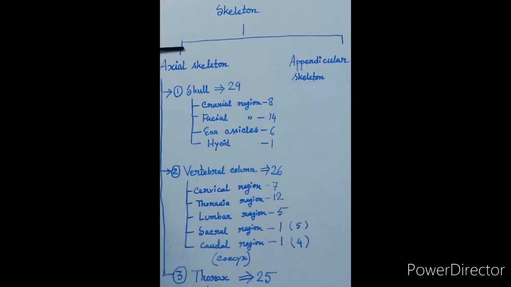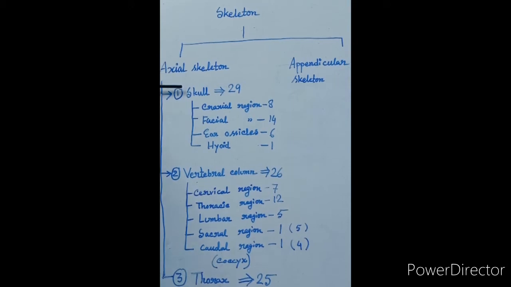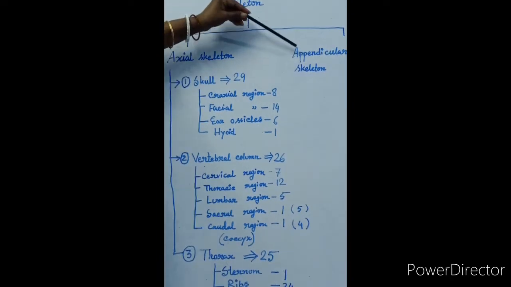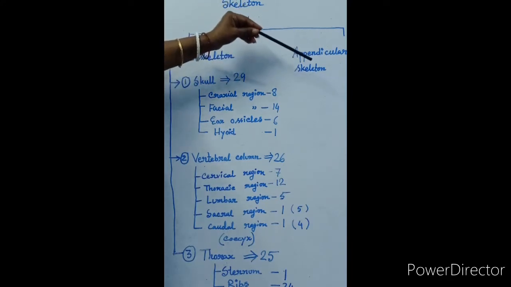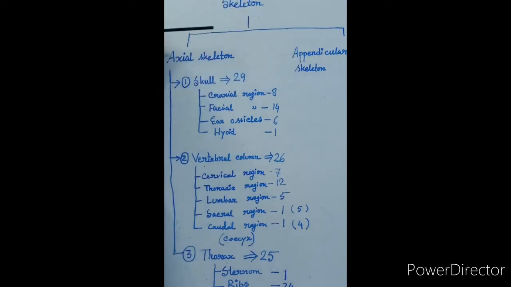Axial skeleton occupies the longitudinal central axis of the body. It includes the skull, vertebral column and thorax. And the second part, the appendicular skeleton, includes the bones of the limbs and the girdles, which I will discuss later on.